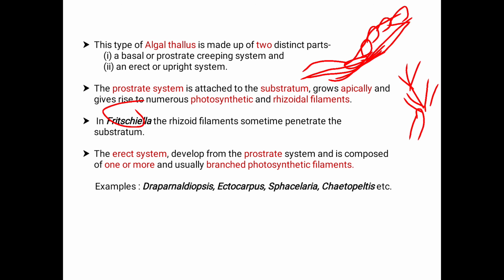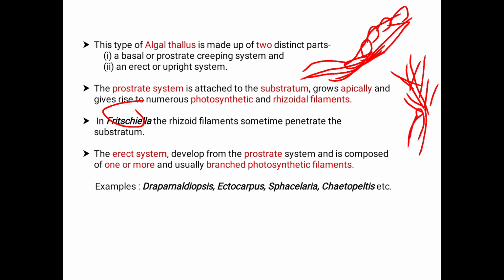The erect system develops from the prostrate system and is composed of one or more usually branched photosynthetic filaments. Here, the prostrate system is the basic one. The erect system develops from it, where we see the later advancement, like branches that evolve from the prostrate system. Usually they are branched photosynthetic filaments.